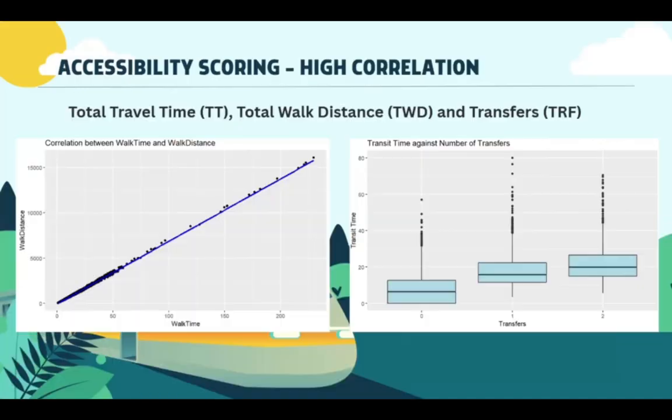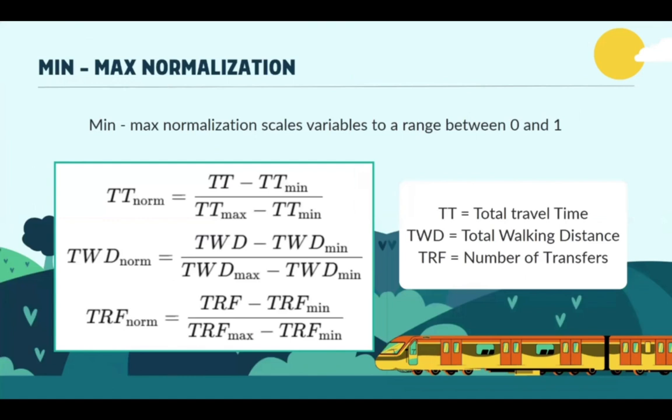For our accessibility scoring, we focus on total travel time, TT, total walking distance, TWD, and transfers, TRF. We excluded walk time as it is highly correlated with walking distance, and transit time, which is closely tied to the number of transfers, as can be seen in our plots here. To ensure that all our factors are on the same scale and all values lie between 0 and 1, we applied min-max normalization. This way, no single factor would dominate the score due to its scale.